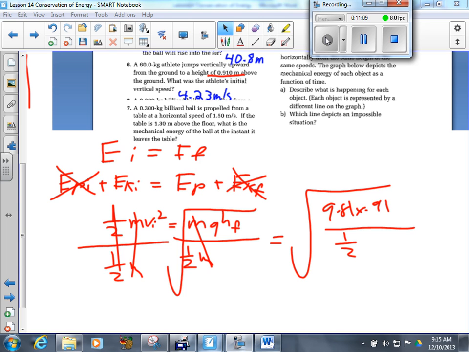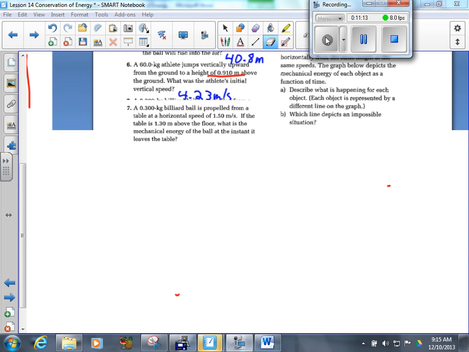So let's have a look at 7 here. We've got this 0.30 kilogram billiard ball propelled from a table at a horizontal speed of 1.5 meters per second. The table's 1.30 meters above the floor. We want to find the mechanical energy of the ball.